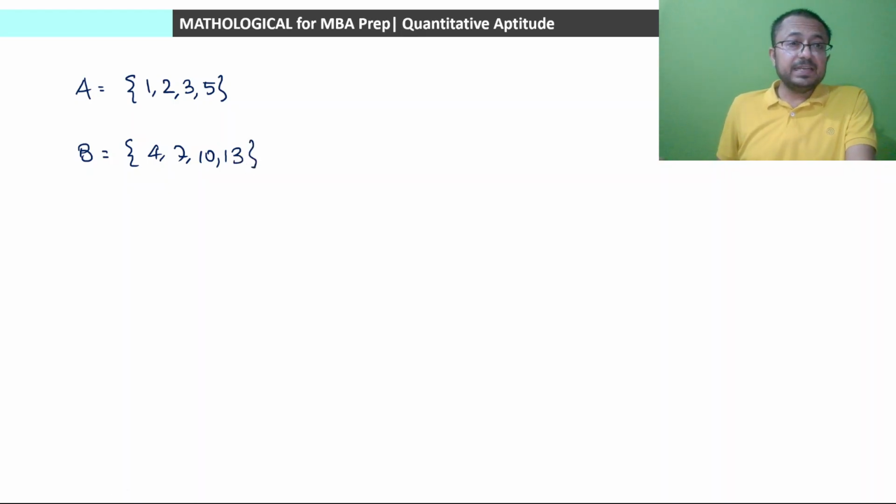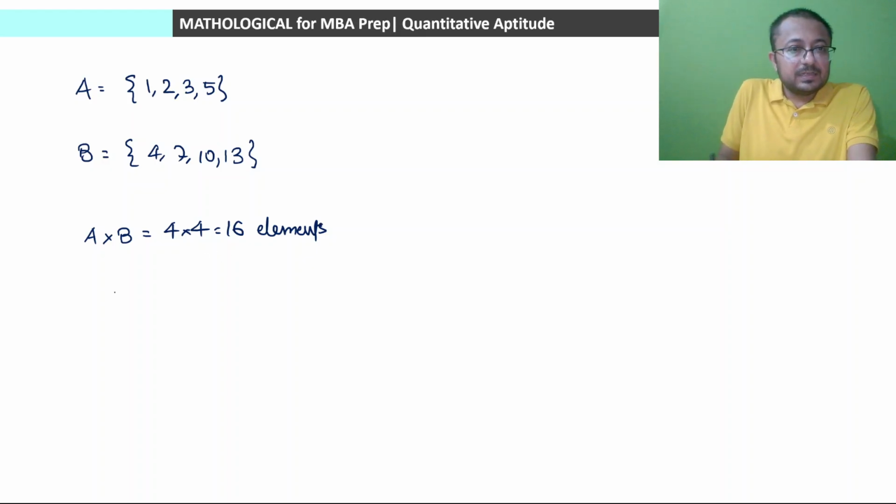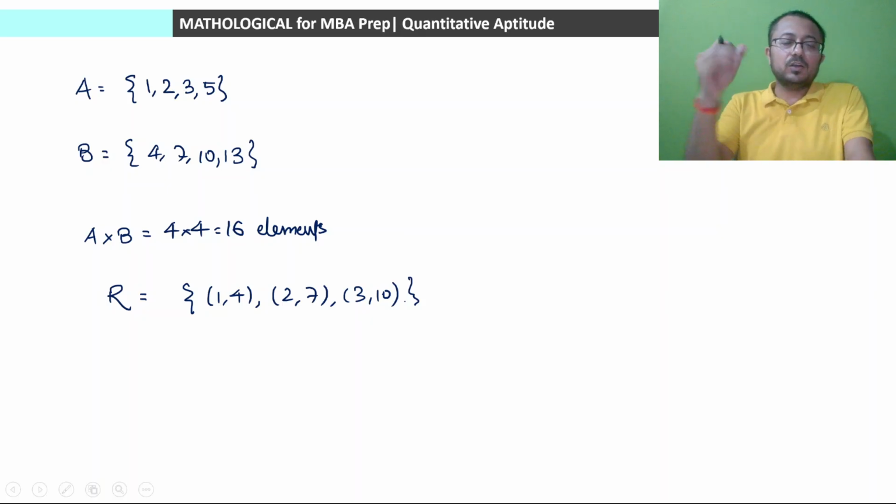And then we are defining a relation. अच्छा, A cross B में number of elements कितने होंगे? A has 4 elements, B has 4 elements, so A cross B will have 4 into 4, 16 elements. And let us define the relation. Our relation R is such that ordered pairs लेते हैं. So 1, 4 is one ordered pair in this, 2, 7 and 3, 10. These are the ordered pairs.